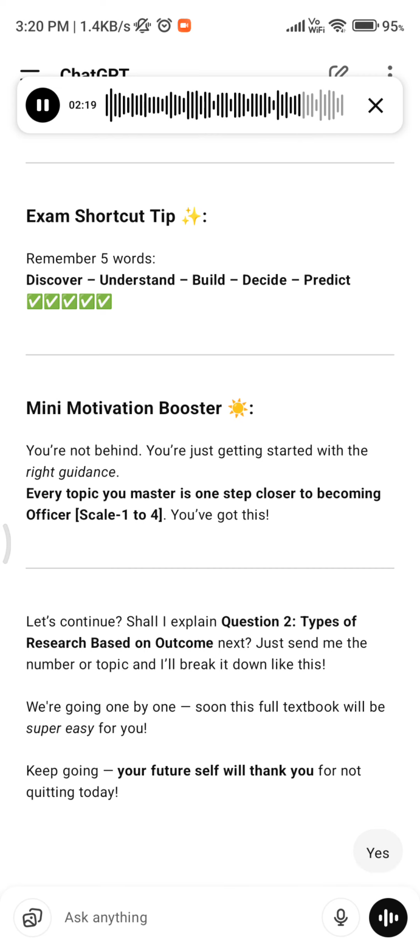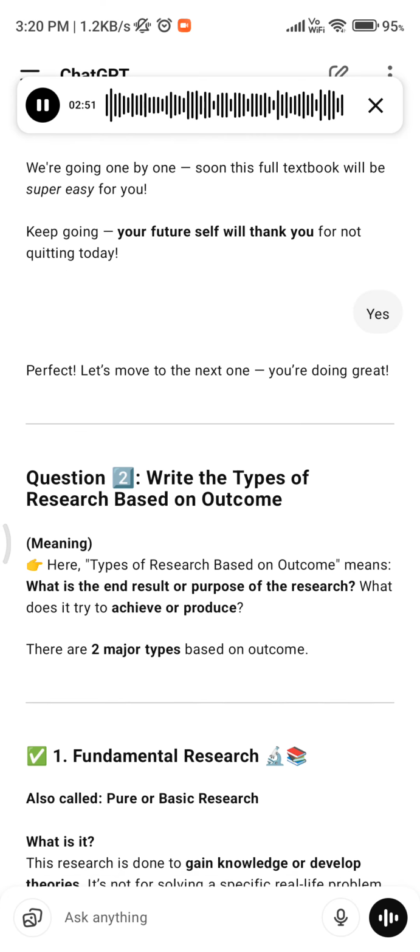Mini motivation booster. You're not behind, you're just getting started with the right guidance. Every topic you master is one step closer to becoming an Officer. You've got this. Let's continue. Shall I explain question 2, types of research based on outcome, next? Just send me the number or topic and I'll break it down like this. We're going one by one. Soon this full textbook will be super easy for you. Keep going. Your future self will thank you for not quitting today.